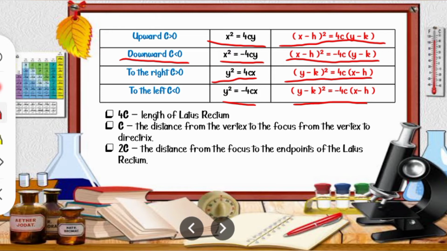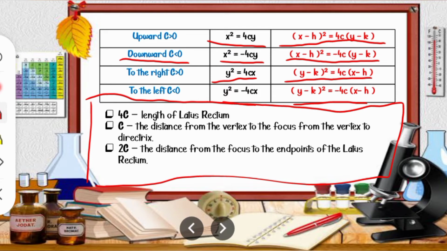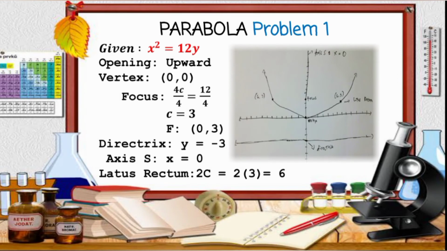So note that 4c is the length of our latus rectum, and c is the distance from the vertex to the focus and from the vertex to the directrix, and 2c is the distance from the focus to the endpoints of the latus rectum. Now let's have some examples for the parabola.